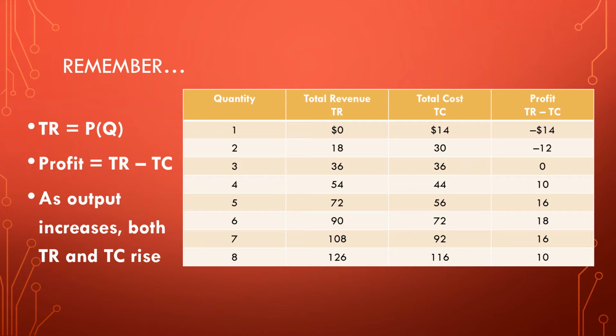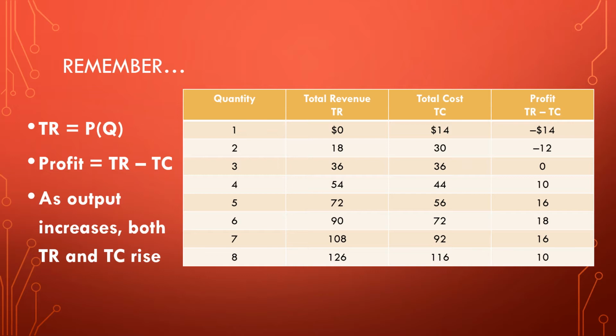As output increases, both total revenue and total costs rise. That makes sense. So as our units sold, our quantity increases, our revenue rises. And so you can see here, this good must be selling for $18 per unit because our total revenue increases by $18 with each additional unit sold, it looks like. And the total cost, we can see that they're variable, but we can see that that number is getting larger as we move through the table.